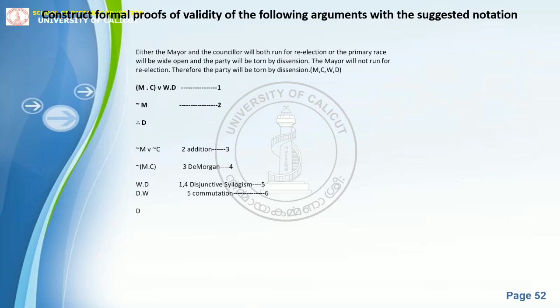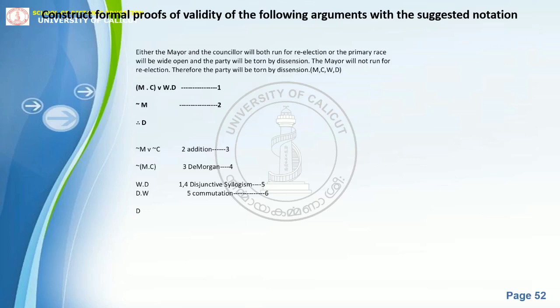Now we have to use the rules of inference and rules of replacement. I have numbered the first premise as 1 and the second premise as 2. Taking the second premise, negation M, and using the rule of addition, I add negation M or negation C. Now I apply De Morgan, taking the negation outside the bracket. So I get negation (M dot C), and write it as 3 De Morgan, numbered as 4.